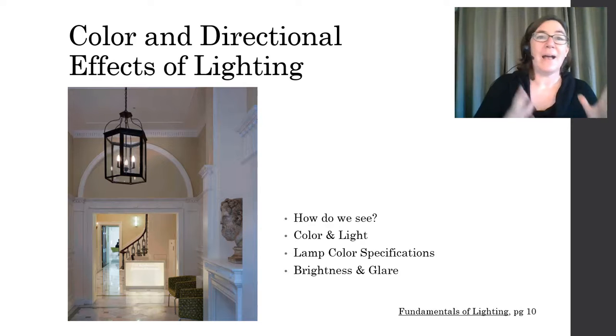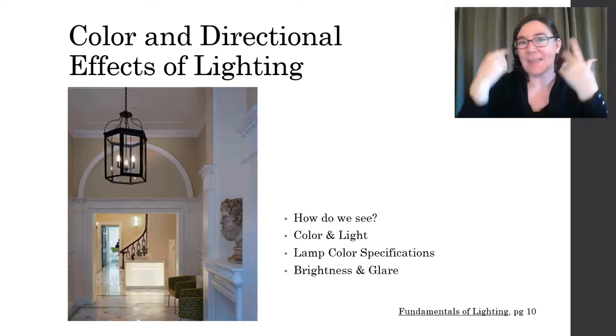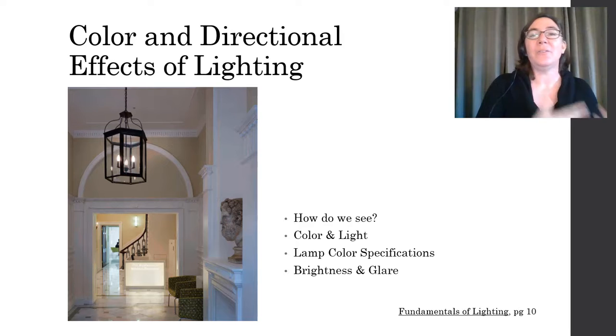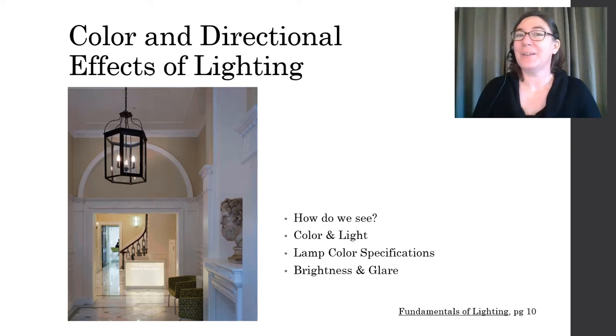We'll start out by discussing how exactly we as humans see the world around us and the anatomy of our eyes. Then we'll move on to discussing color and light. We'll talk about the different lamp color specifications and then move into the directional effects of lighting, including brightness and glare.